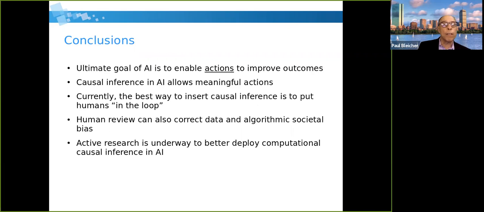So in conclusion, the ultimate goal of artificial intelligence is to enable actions to improve outcomes. Causal inference in artificial intelligence allows meaningful actions. Currently, the best way to insert causal inference is to put humans in the loop. Human review can also correct data and algorithmic societal bias that we've already heard. And active research is underway to better deploy computational causal inference in artificial intelligence, which goes beyond this talk. I'm going to just show you 3 slides again, and the link I'll leave on for a while.